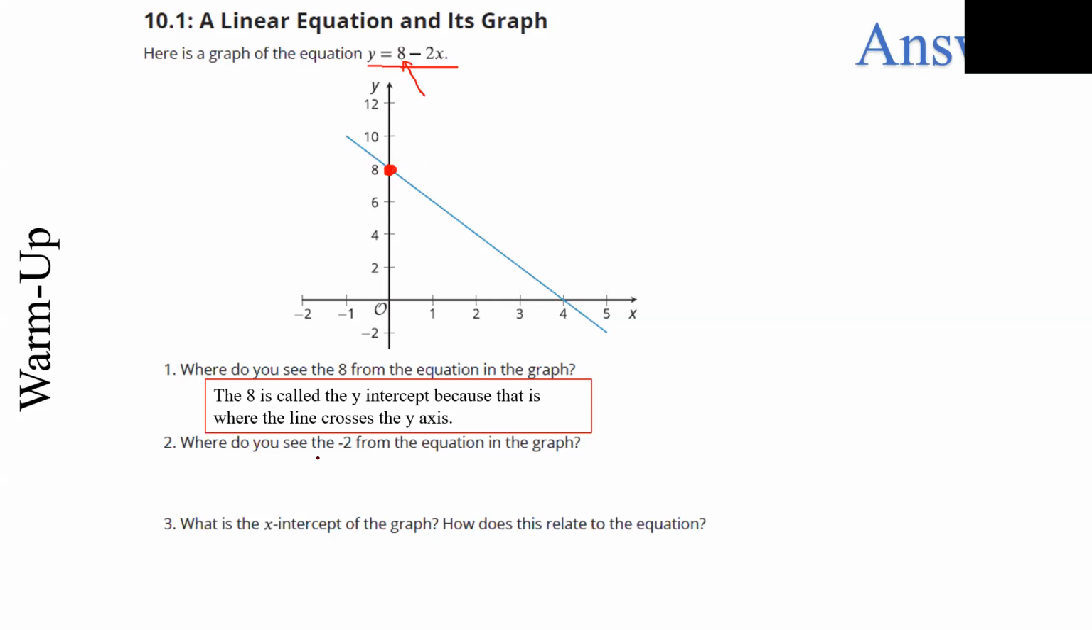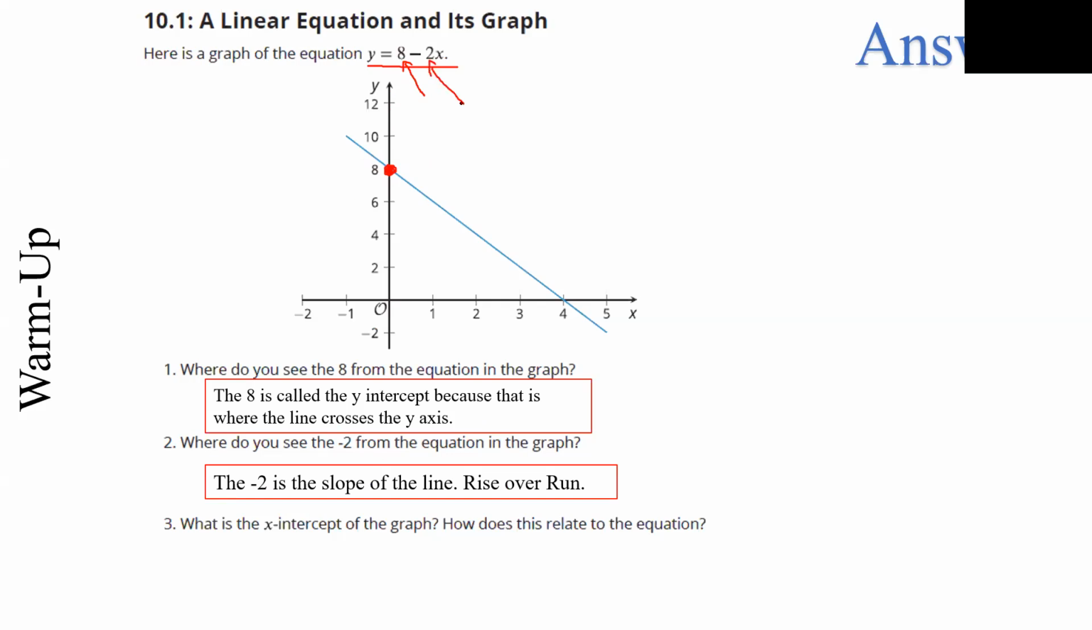Question number 2, where do you see the -2 from the equation in the graph? How I want you to answer this is, what is -2 called in this equation? Go ahead and answer that now. All right, thank you. Let's go over it. So -2 in this equation is called the slope.